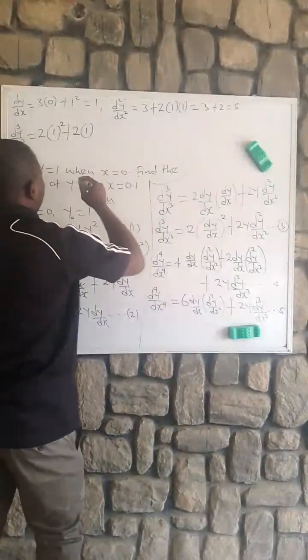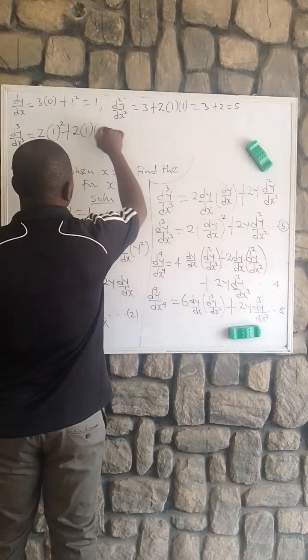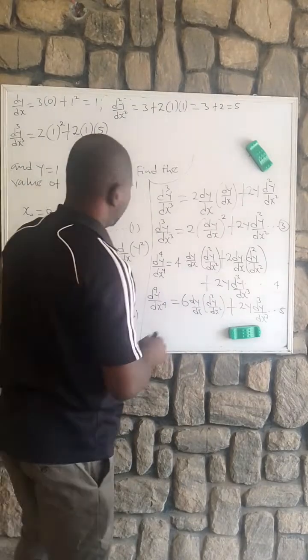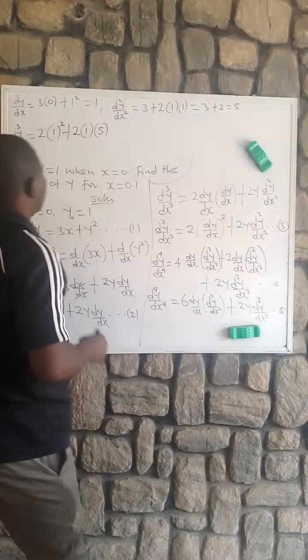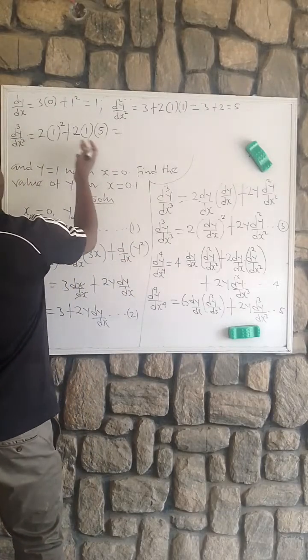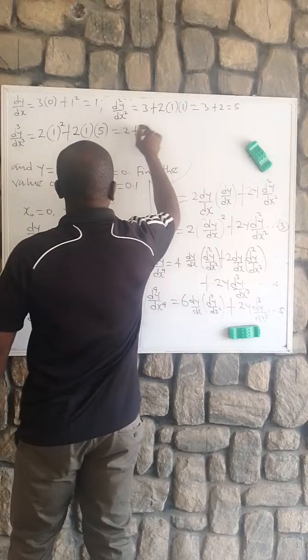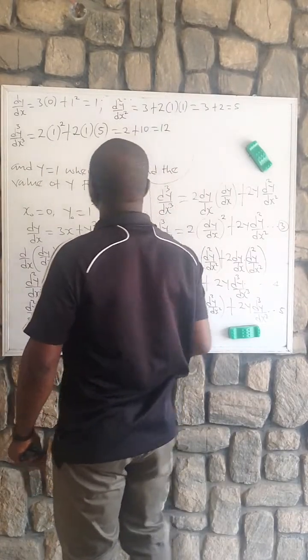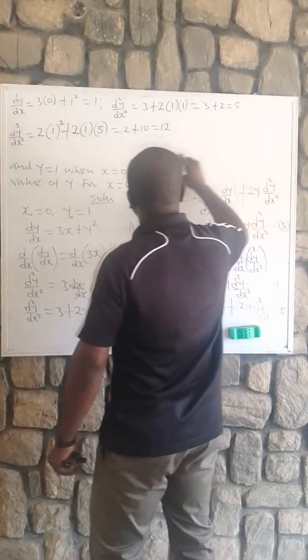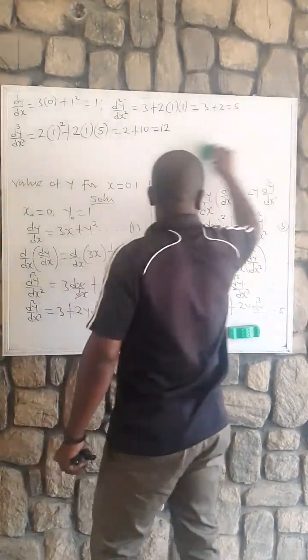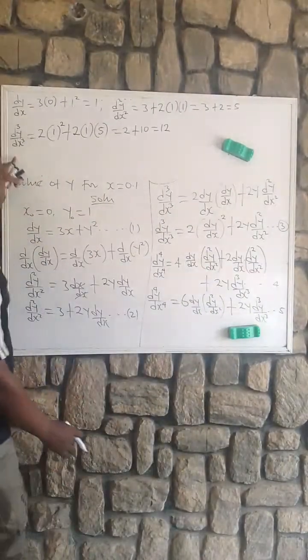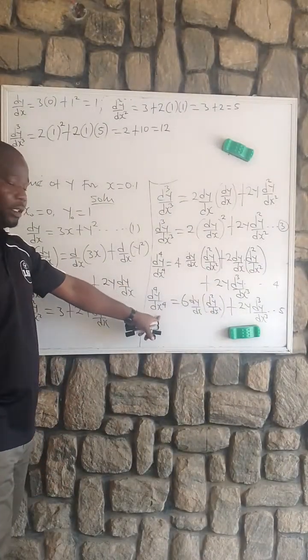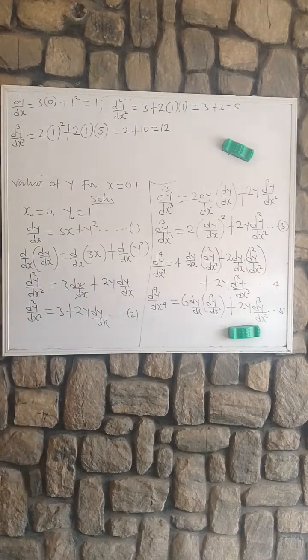So here is times 5, then what else again? Nothing else. So this is the same as 2 times 1 squared plus 2 times 1 times 5, that is 2 plus 10, which is equal to 12, right? Then lastly, let's consider the fourth derivative. Can you see now? I hope you are following. Are you following? Okay.